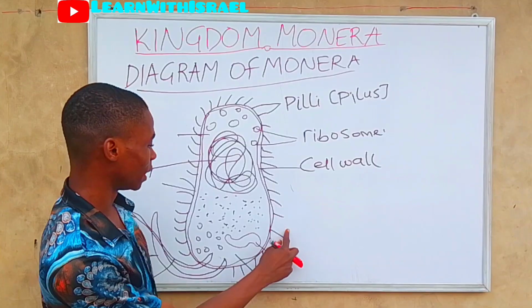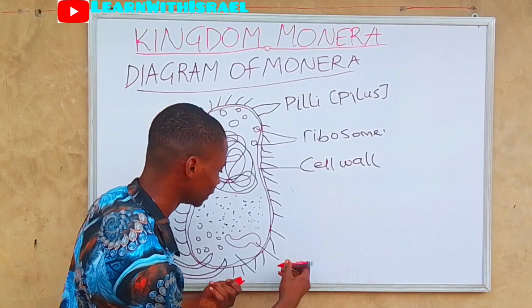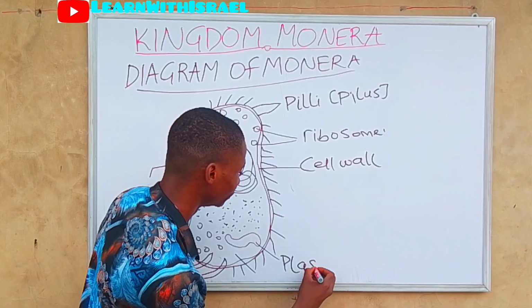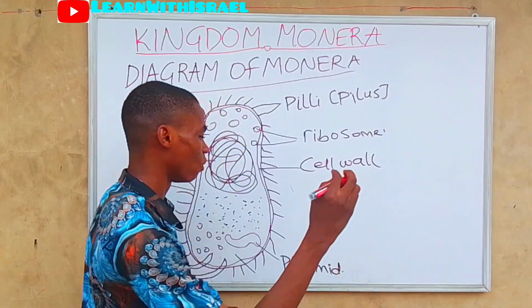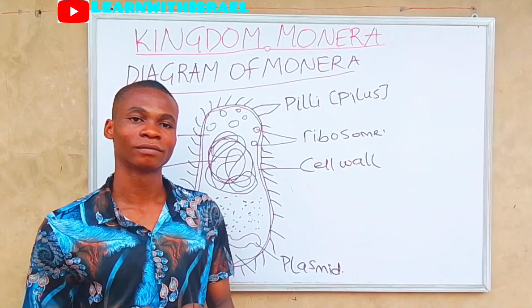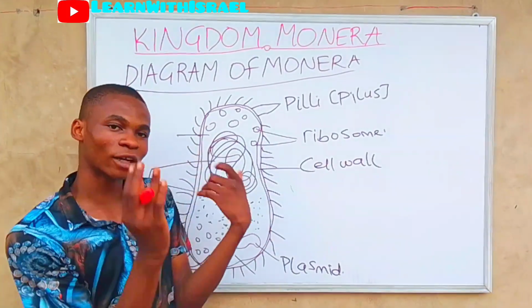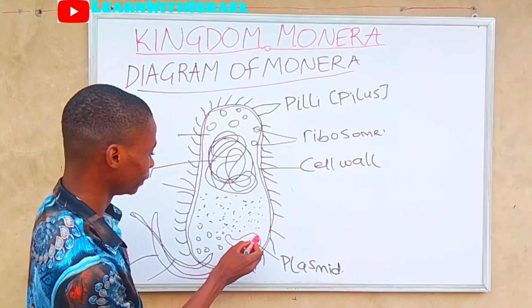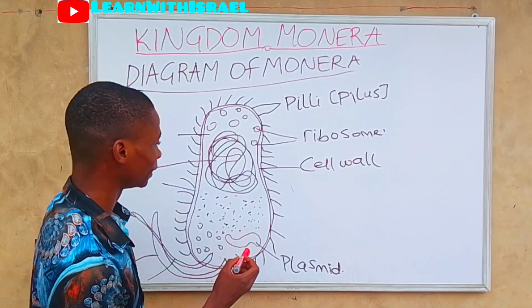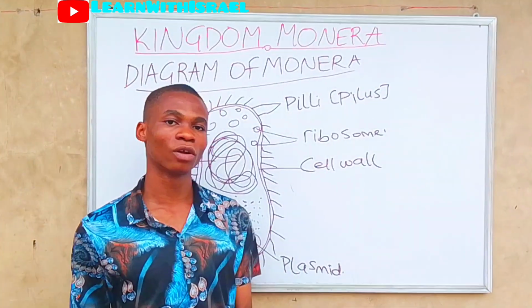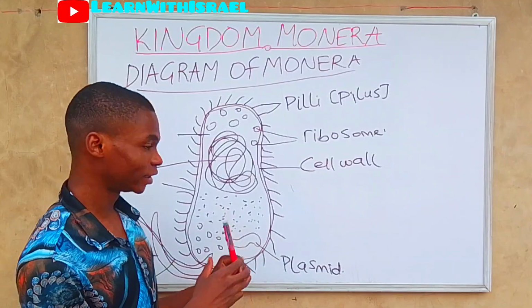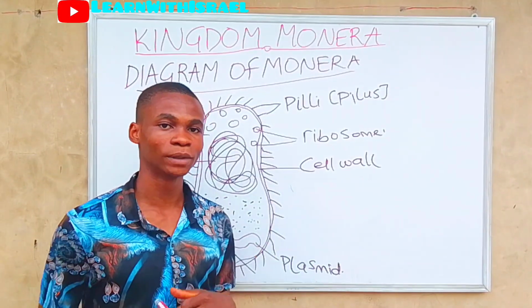And after that, the next one is the plasmid. What is the function of plasmid? Plasmid is a small circular DNA. You can see, it's a small circular DNA that is separate from the nucleoid. I'm still going to label the nucleoid. Just watch me do that.